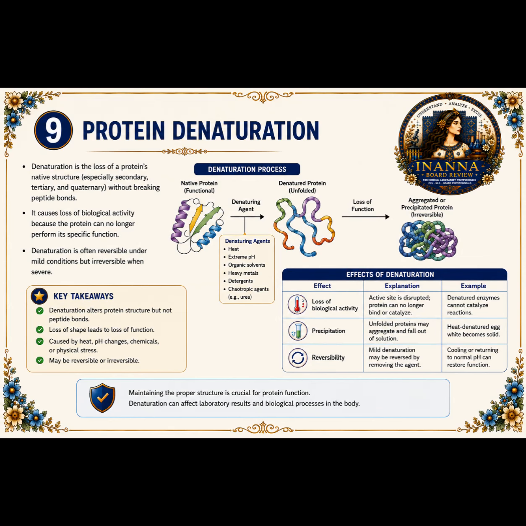Protein denaturation. Denaturation is the loss of a protein's native structure without breaking peptide bonds. It mainly affects secondary, tertiary, and quaternary structures. Denaturation can be caused by heat, extreme pH, chemicals, heavy metals, or physical stress. When proteins denature, they lose their normal biological function. Some denaturation processes are reversible, while others are irreversible.